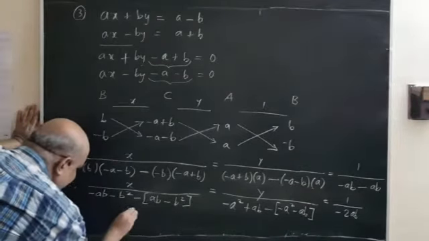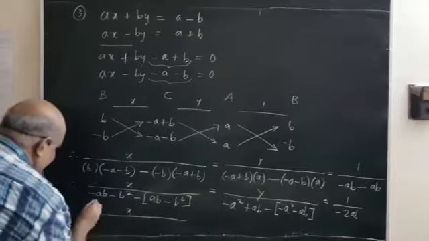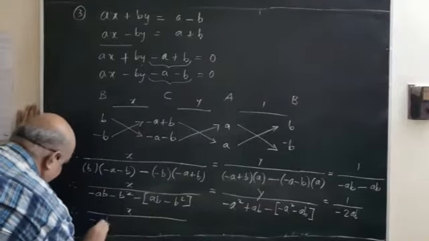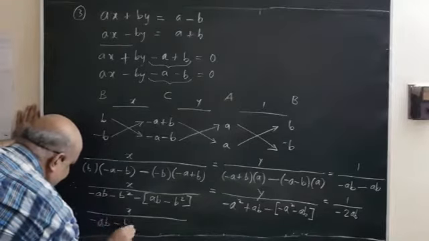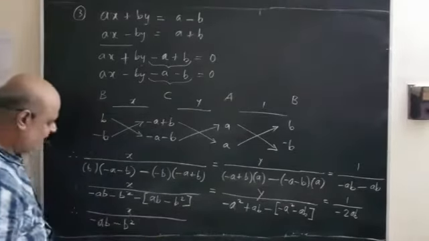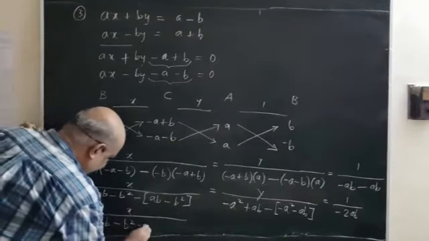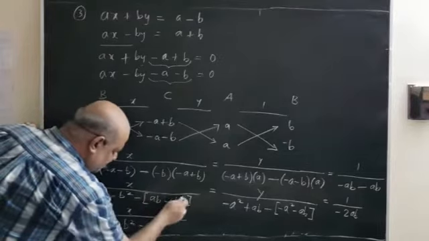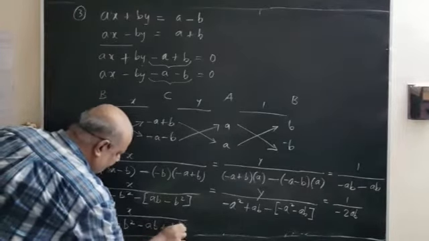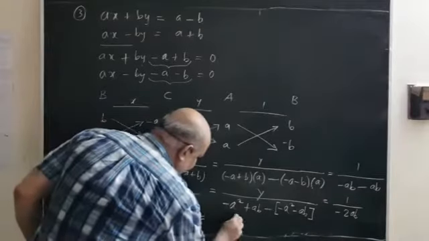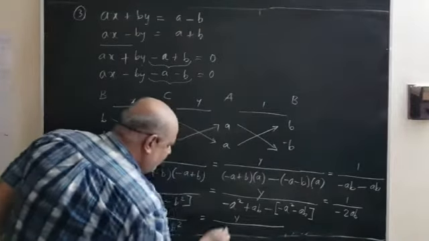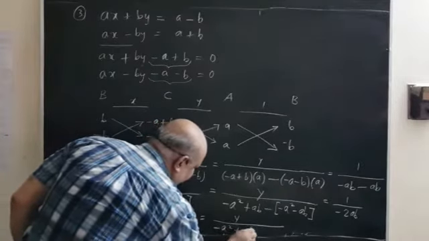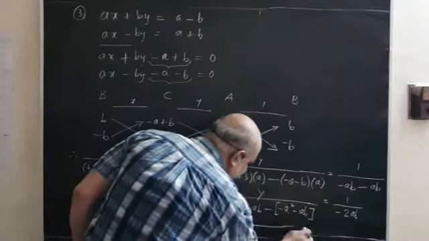Therefore, X divided by minus AB, okay, minus AB minus B square. I am going to break open this bracket. So minus into AB minus AB minus into minus B square plus B square is equal to Y divided by minus A square plus AB. Once again I am going to break open this bracket.